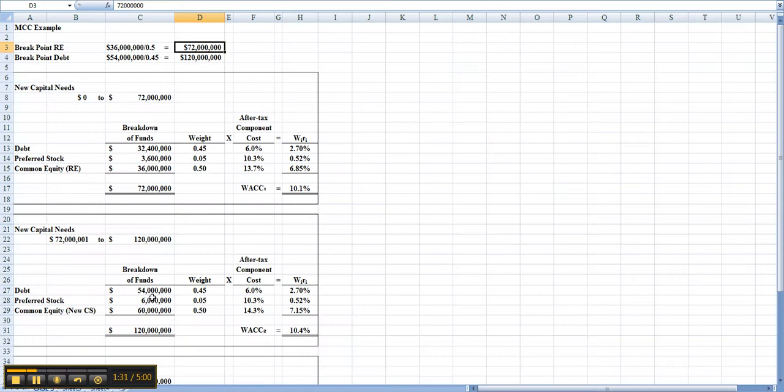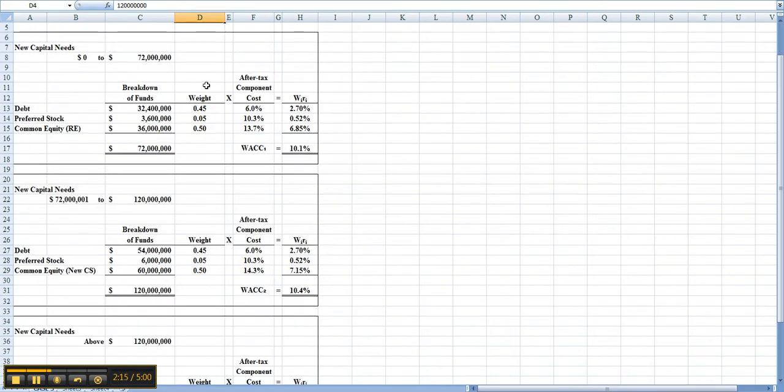And then you do the same thing for debt. This $54 million is how much debt it can issue at that certain percentage. Anything above $54 million in debt is going to cost the company more. So you do the same thing. Take the amount of cheap debt, divide it by the capital structure percentage of debt, and you get the debt break point. So if the company needs $120 million to fund all of its projects, 45% of that is $54 million, so that would just use up all of its cheap debt. If it needs more than $120 million, then it's going to have to issue more expensive debt at a higher cost.